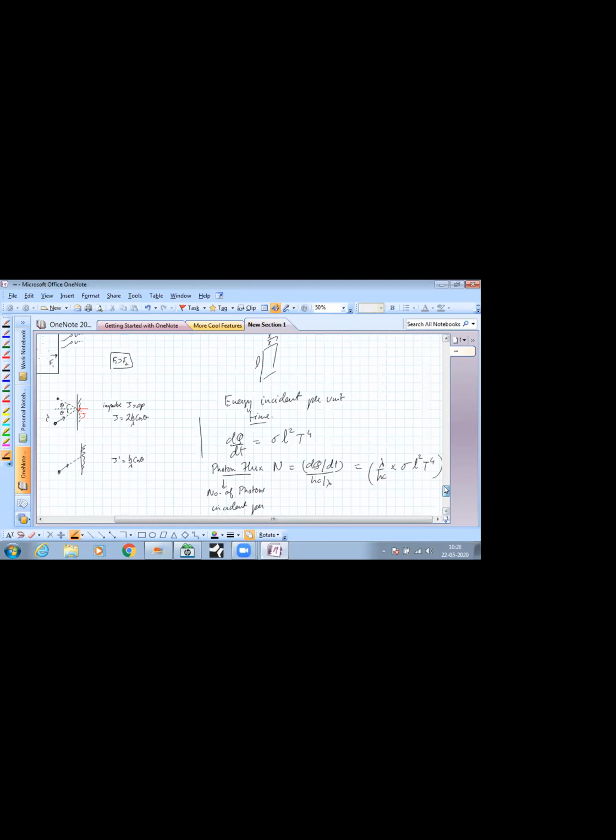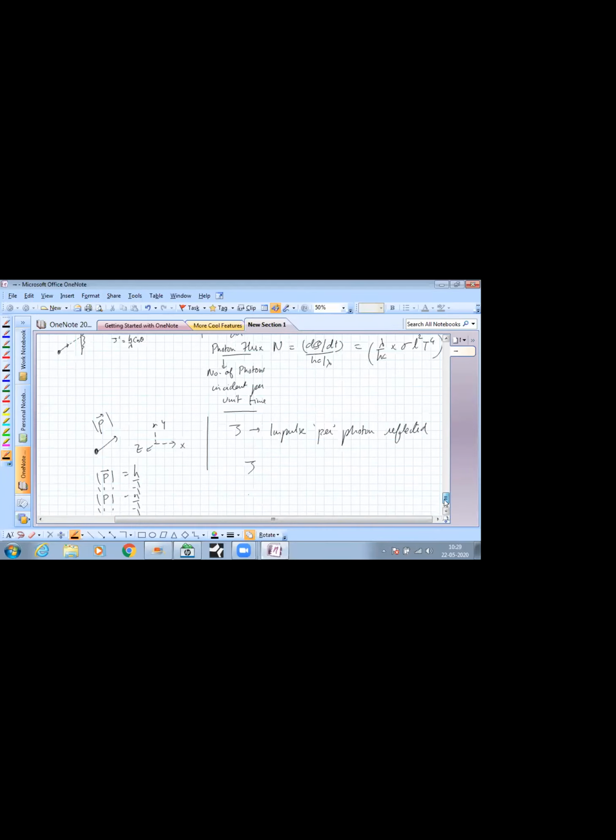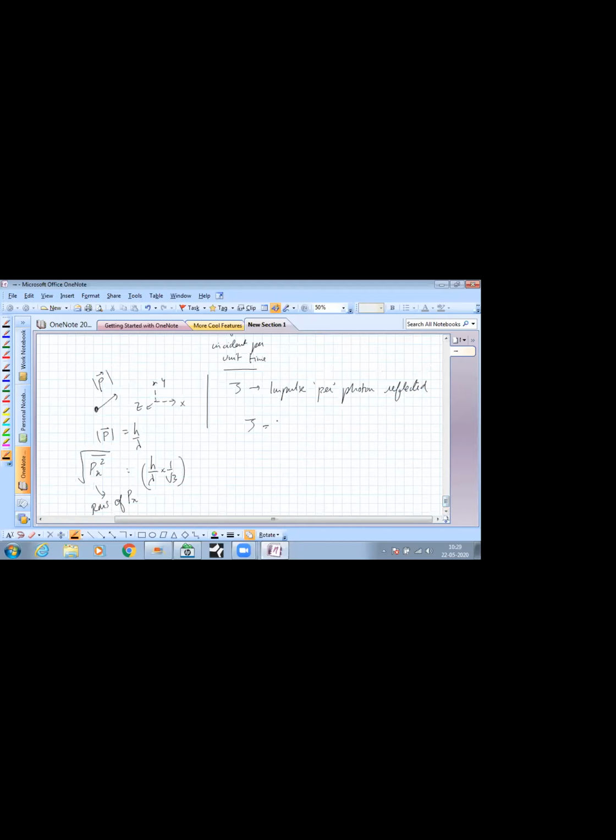Okay, so this J, let's assume the wall we are talking about is the YZ plane. So this J should be equal to 2 times Px. So the RMS value of J, the average per mole per photon, will become 2 times h by root 3 lambda.